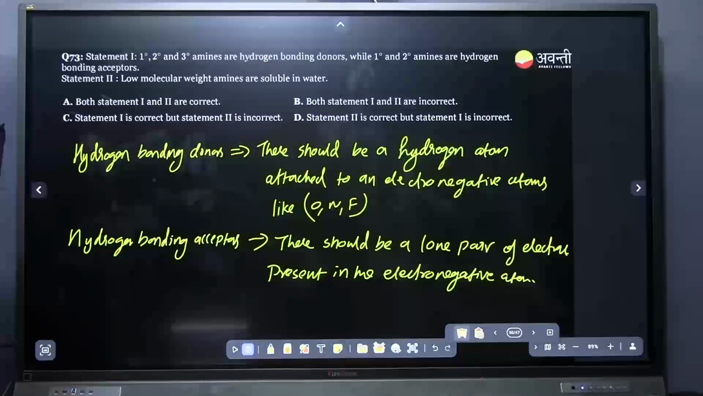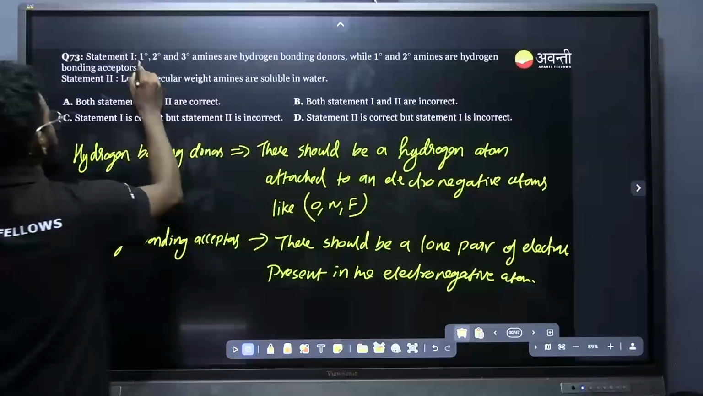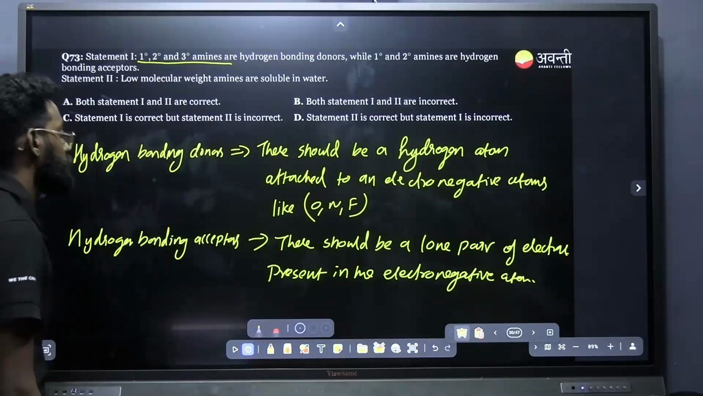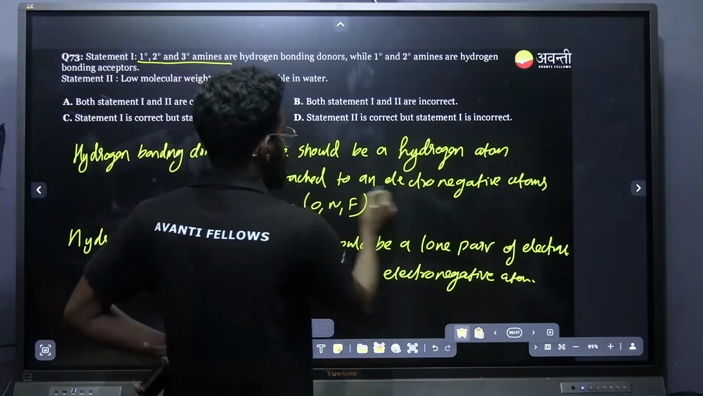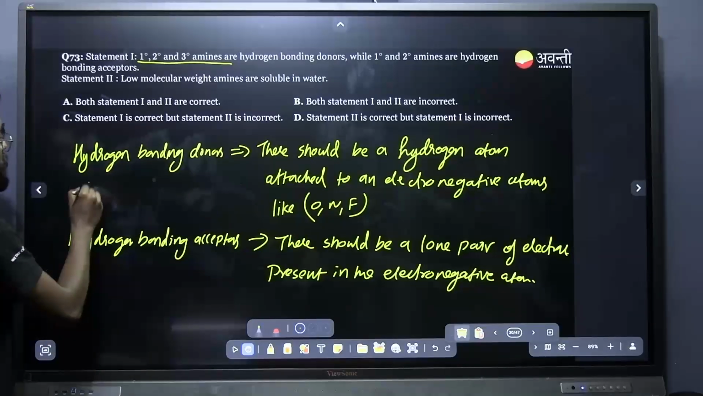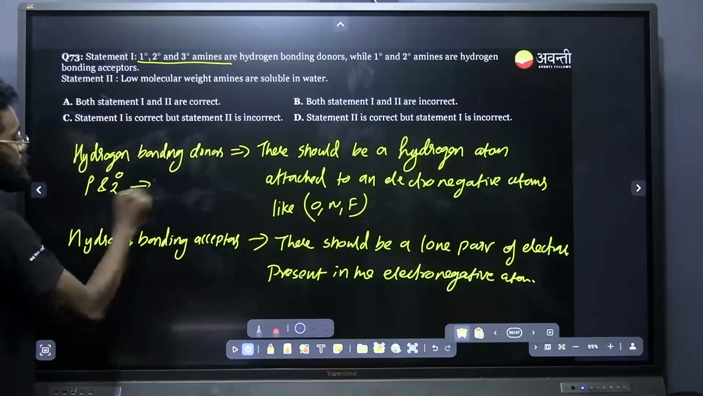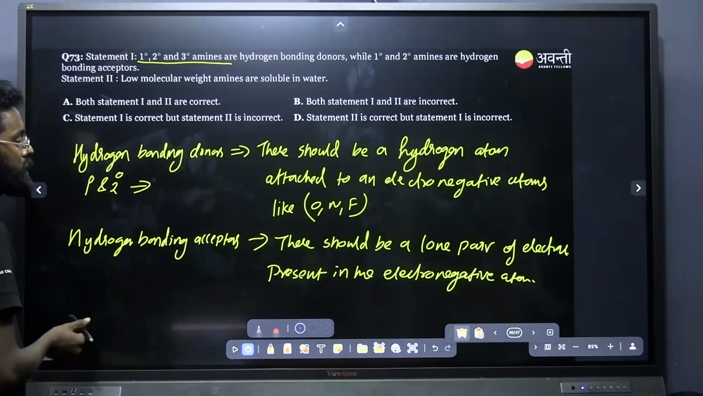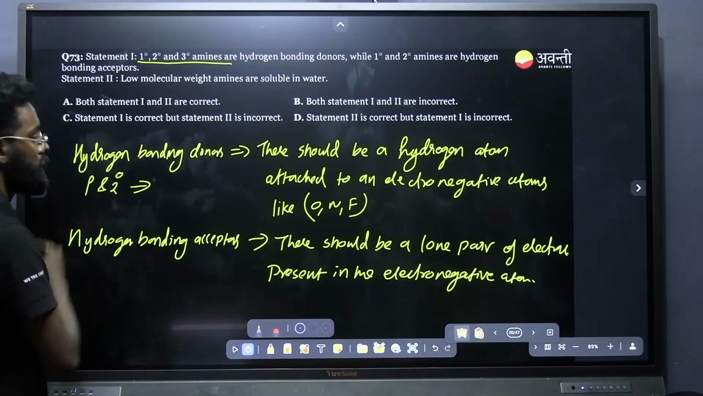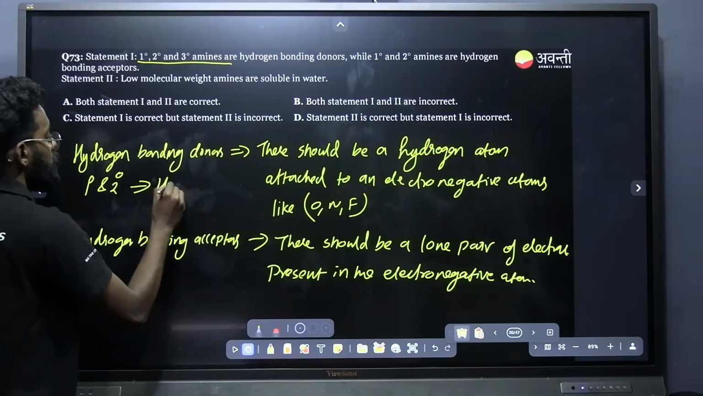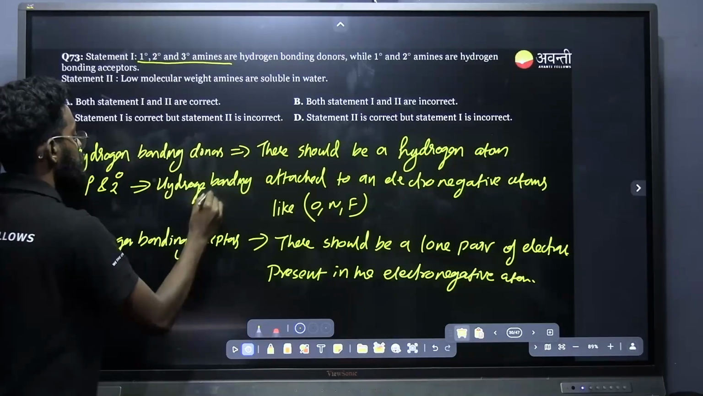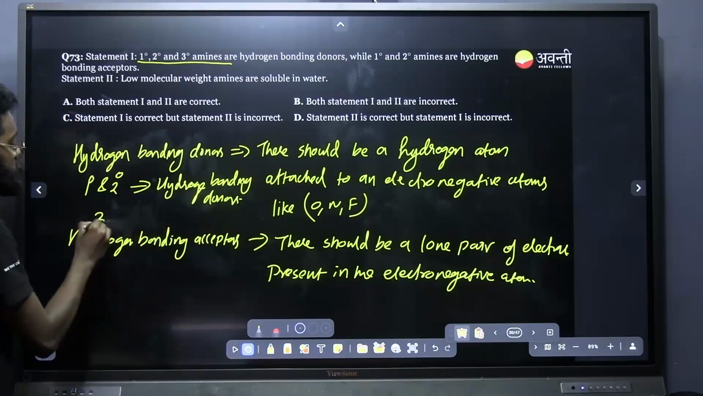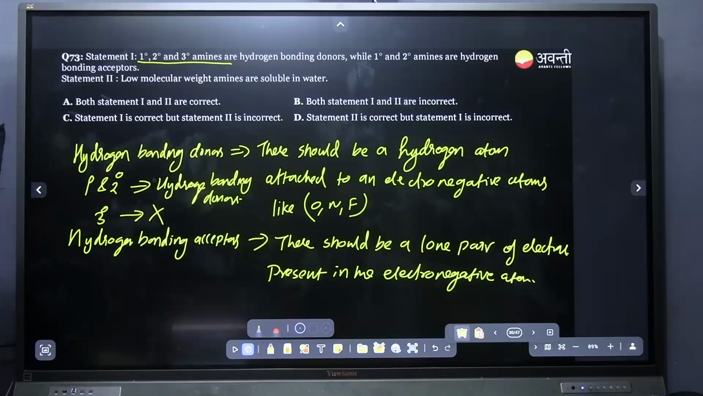Now, for hydrogen bonding donors, the question is asking about primary, secondary and tertiary amine. What is the condition? There should be a hydrogen atom attached to an electronegative atom. Primary and secondary amines have a hydrogen atom attached to nitrogen, so they are hydrogen bonding donors. But tertiary amines are not hydrogen bonding donors.